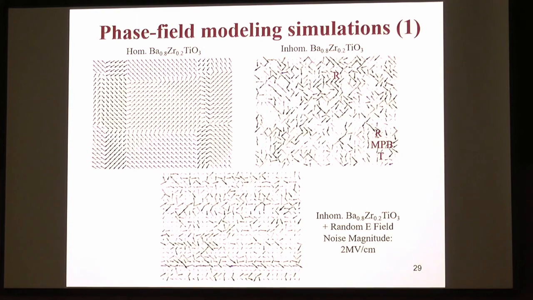So we know if you have a homogeneous bulk, BZT is rhombohedral, and it shows this kind of ordered domain structure. But if you have a stress-stabilized tetragonal phase mixed with the other phase at the local scale, you have phase boundaries in between them. Basically, you're creating a random electric field, a random noise, and this noise can be really high when the mixture happens at a very small scale.